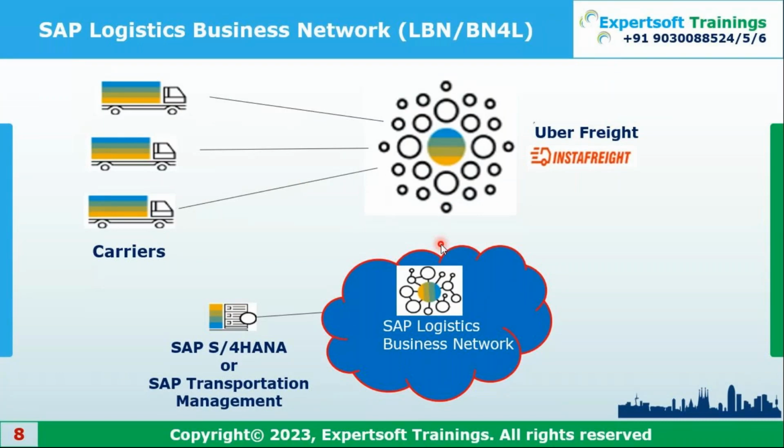One more option is connectivity. LBN can connect with any system. As for S/4HANA, transportation management is one of the supply chain systems that can connect with BN4L. Also, if most of the carriers are onboarded onto project44 and we connect with this LBN, the data communication between these two would happen, and we will get the real-time information.